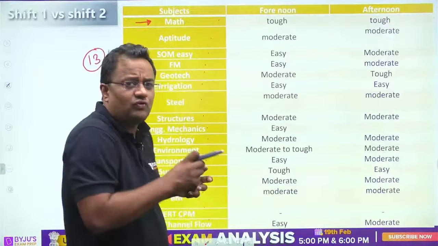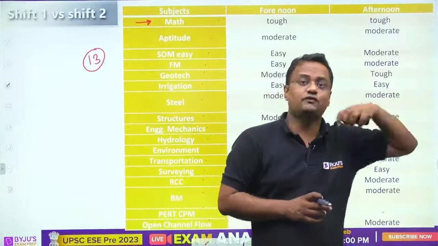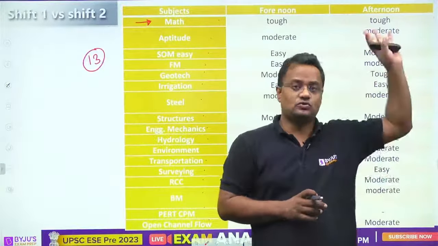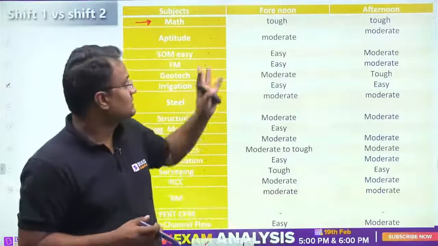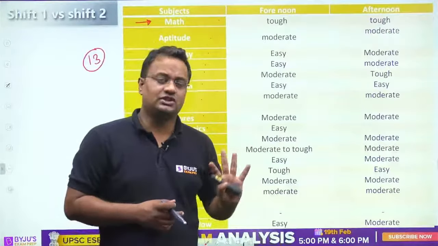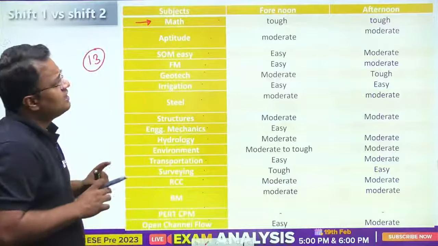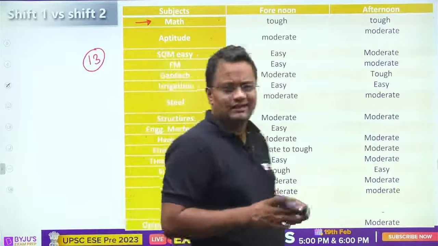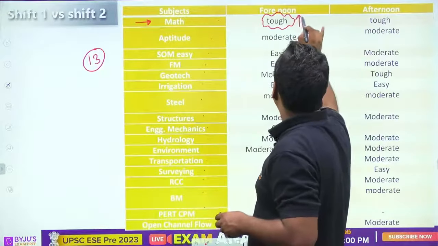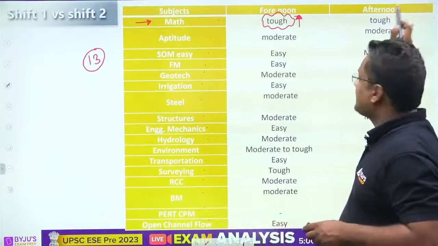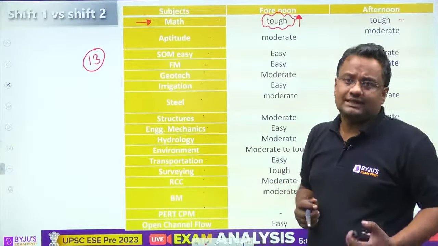In fact, shift 1 is a bit tougher. Although there are 2 questions in shift 2, the diffusivity question and the Laplace question, which students of civil engineering were not used to, still shift 1 is a little bit tougher than shift 2, and overall both the shifts are tougher. Ankit Joshi sir has told me aptitude was on the moderate side for both, nothing much different, but yes, this is a little bit tougher. The Laplace and diffusivity questions are not expected in civil engineering.